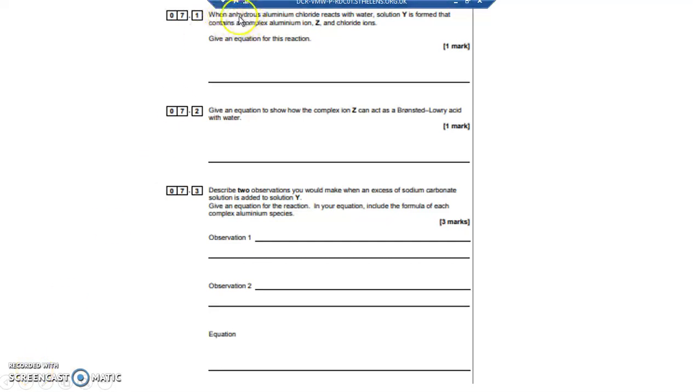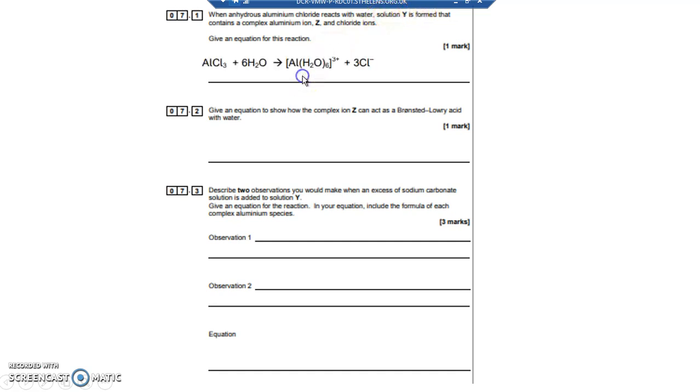Question 7. Anhydrous, that just means dry, aluminium chloride is AlCl3 because aluminium's in group 3, so forms a 3+ ion. Chloride comes from chlorine, Cl in group 7, so our minus ion gains 1 electron, Cl-. So I've got Al3+ and Cl-, so I'm going to need 3 Cl- to balance up with the Al3+. AlCl3 therefore reacts with water, solution Y is formed.